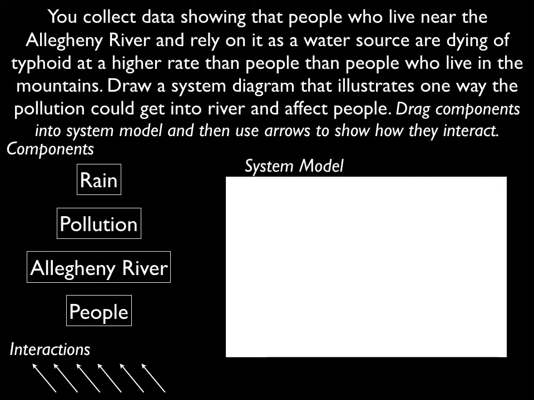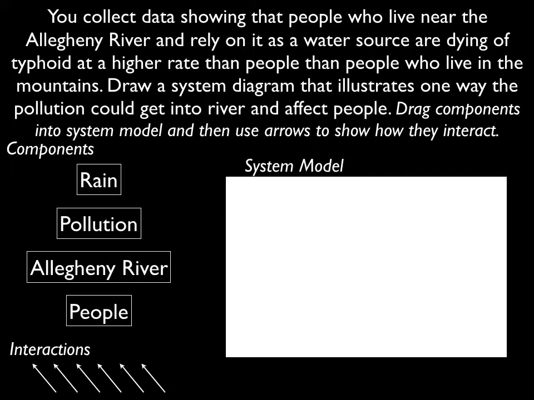Next, now that we've got this question and we figured out where people are getting sick, let's look at some answers. Well, you collect data and show that people who live near the Allegheny River and rely on it as a water source are dying of typhoid at a higher rate than people who live in the mountains.